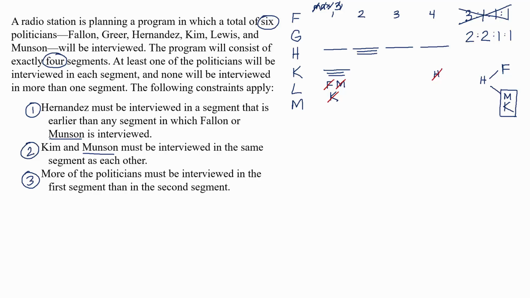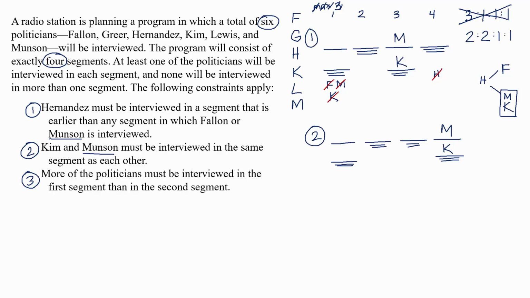So if you like, we could build them out in order to see everything more clearly. In scenario 1, we'll put Munson and Kim in segment 3, and in scenario 2, we'll put Munson and Kim in segment 4. These are the only 2 places that the Munson and Kim pair can go, which is why it's a good idea for us to build out these 2 scenarios. Now we can see a lot more.